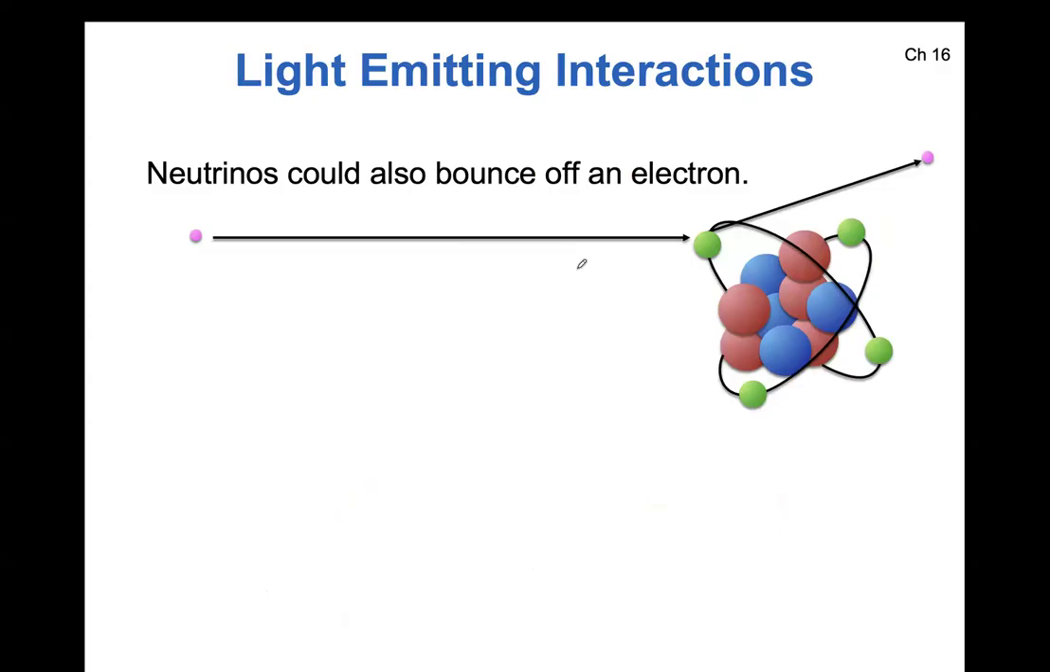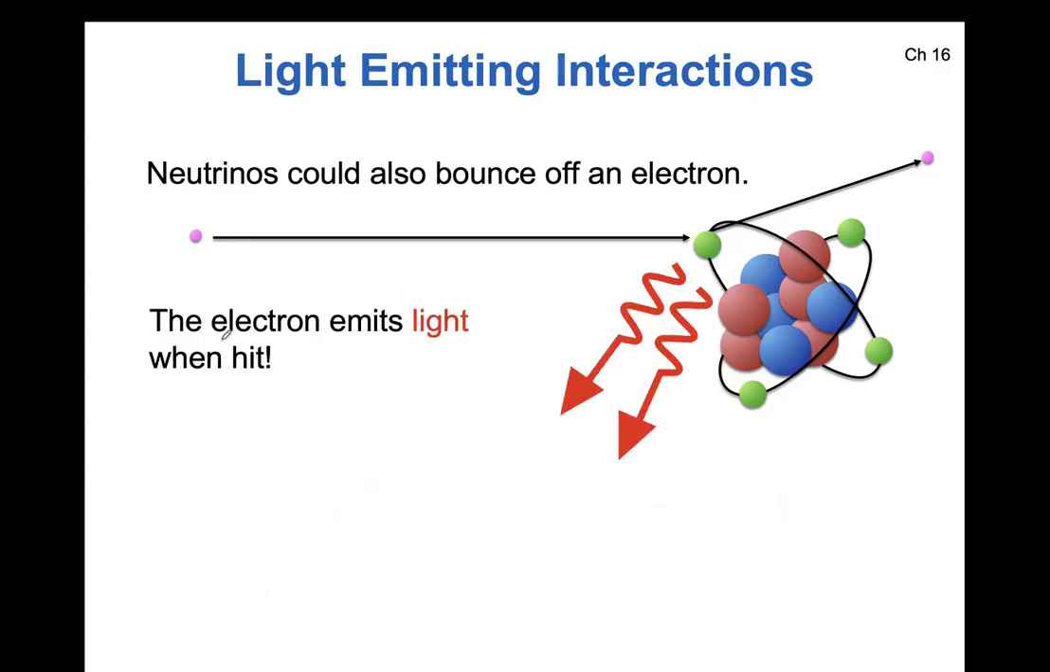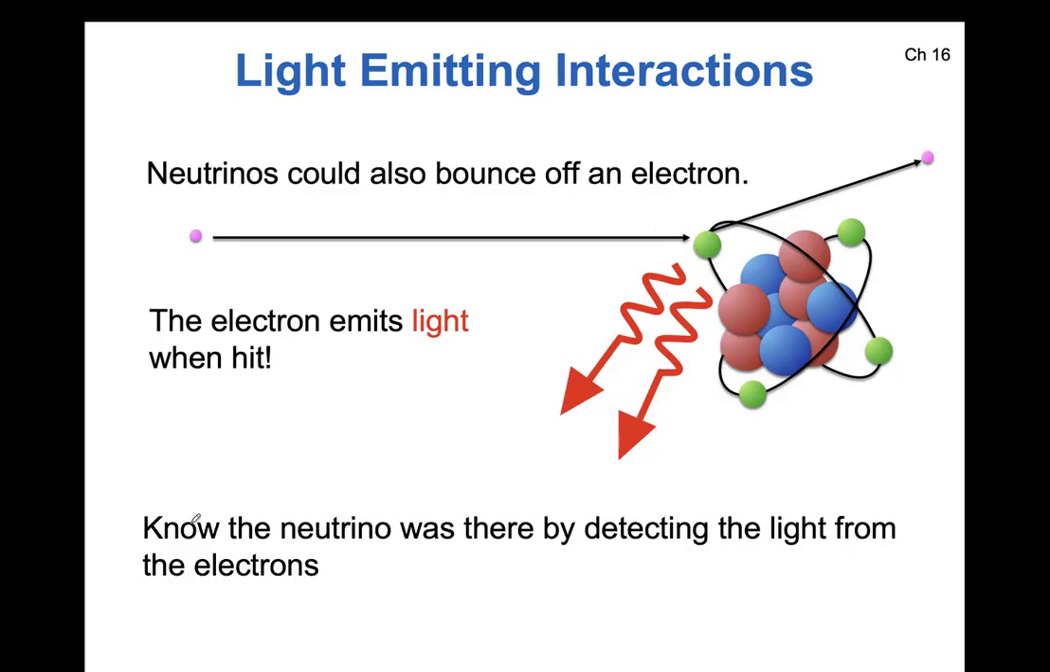Okay. There's one other thing they can do. They can bounce off an electron. This is even less likely because they have to hit the radius of the electron, essentially, which is an even smaller target. And when they do so, they cause the emission of light due to electron excitation and immediate relaxing. So they cause a little bit of a change here in the electron level, which causes the overall atom to emit light. So in this case, we know that the neutrino was there by detecting the light from the electrons.